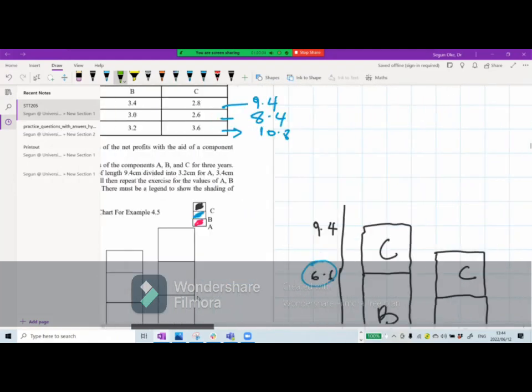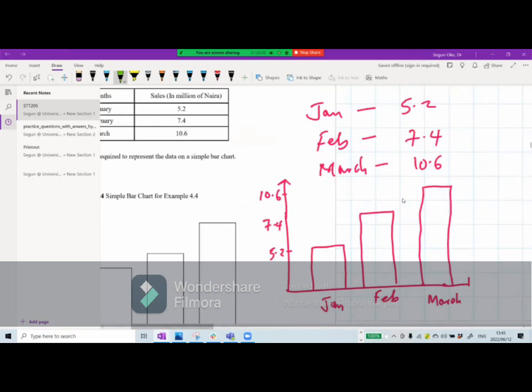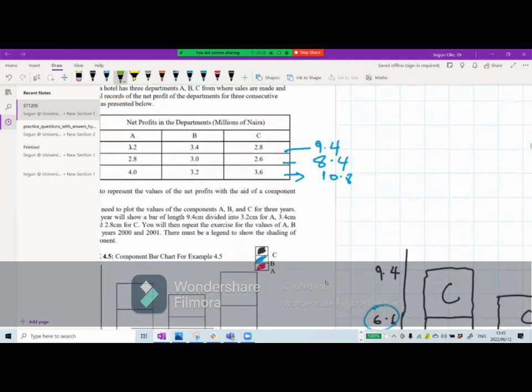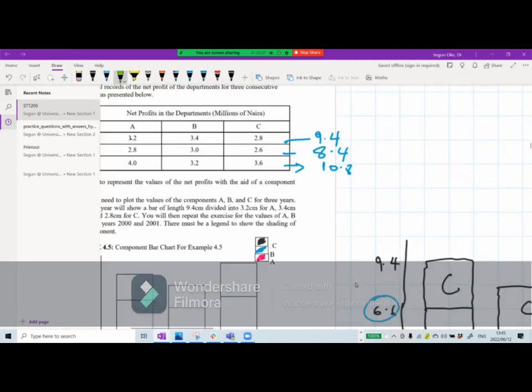You can see the simple bar chart, the way it is. They just say January is here. What is January? 5.2. February is here. March is here. They are all here. Okay, so now we can look at components.